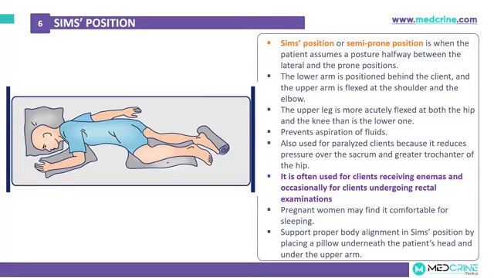Sims position prevents aspiration of fluids and is used for patients who are paralyzed because it reduces pressure over the sacrum and the greater trochanters of the hip. Sims position is often used for patients who are receiving enemas and occasionally those who are undergoing rectal examinations. And most pregnant patients will find it comfortable to sleep in this position.